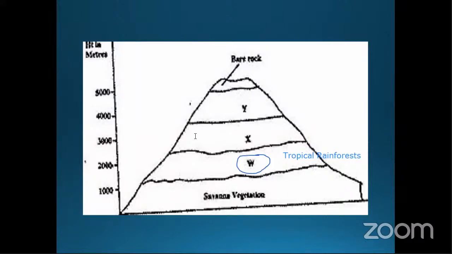And as you move up, you will meet another type. For example, when you go to 4,000 meters above sea level, we have Y. What type of vegetation is found here?